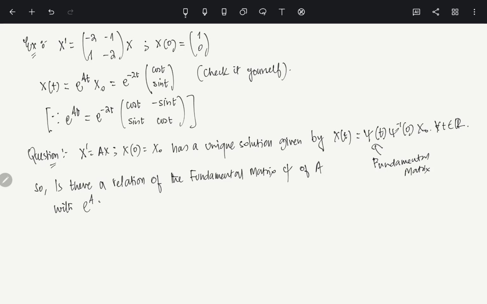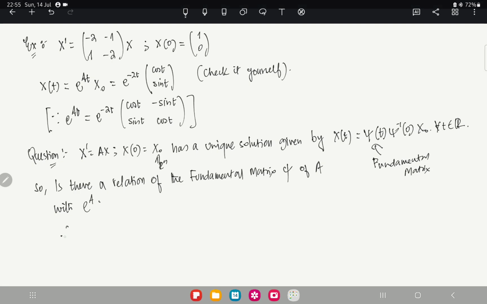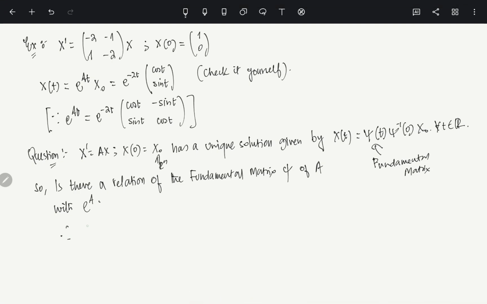What do you think? You have to understand that in both situations it is a unique solution, exactly the same equation, and it passes through the same vector x naught in Rn, right? So therefore one can say, without putting much emphasis here, that phi of t, phi inverse of 0 has to be e power At, no? It has to be e power At. There is no other option here. So this is another way of calculating e power At if you want.